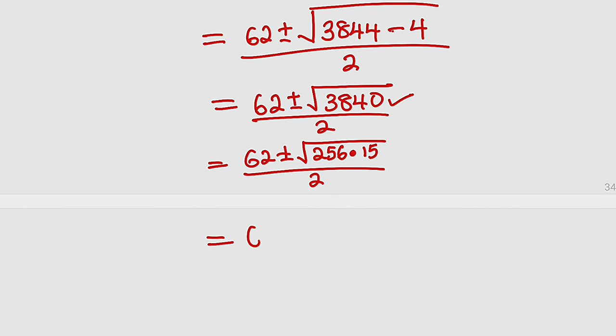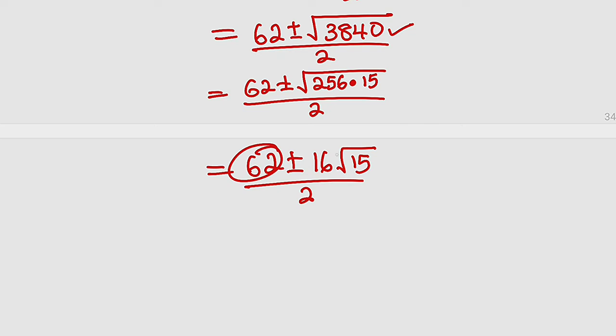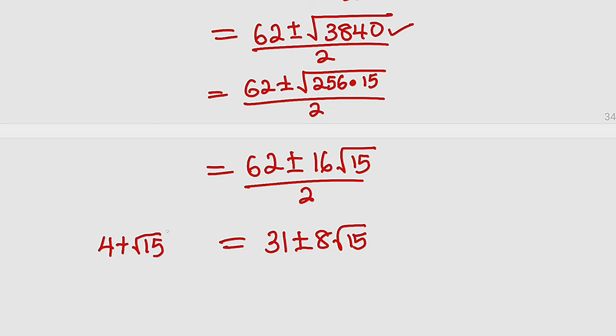So this is equal to 62 plus or minus 16 outside. Then inside we have 15, divided by 2. If you divide this 2 times by 2, you have 31 plus or minus 8 square root of 15. Remember what we have on the left hand side is what? 4 plus root 15 to the power of x.